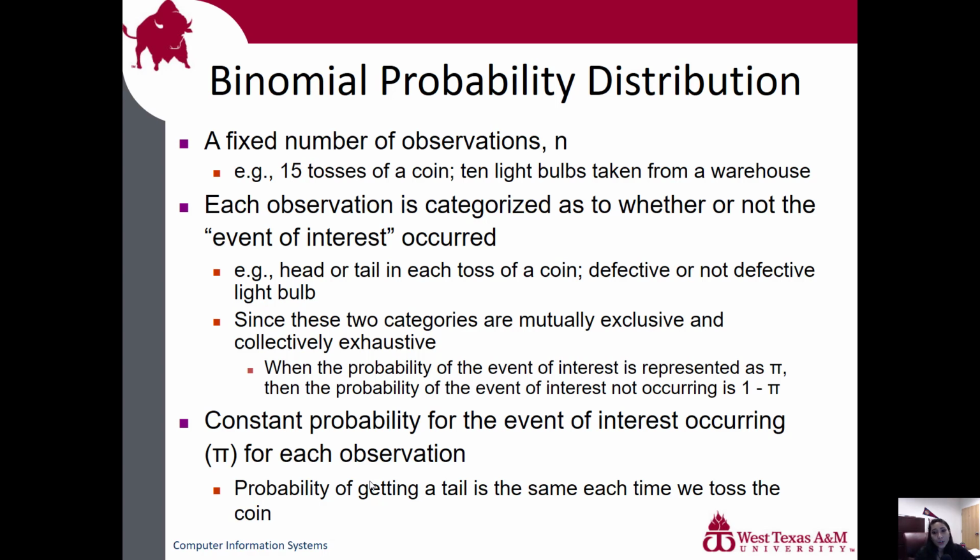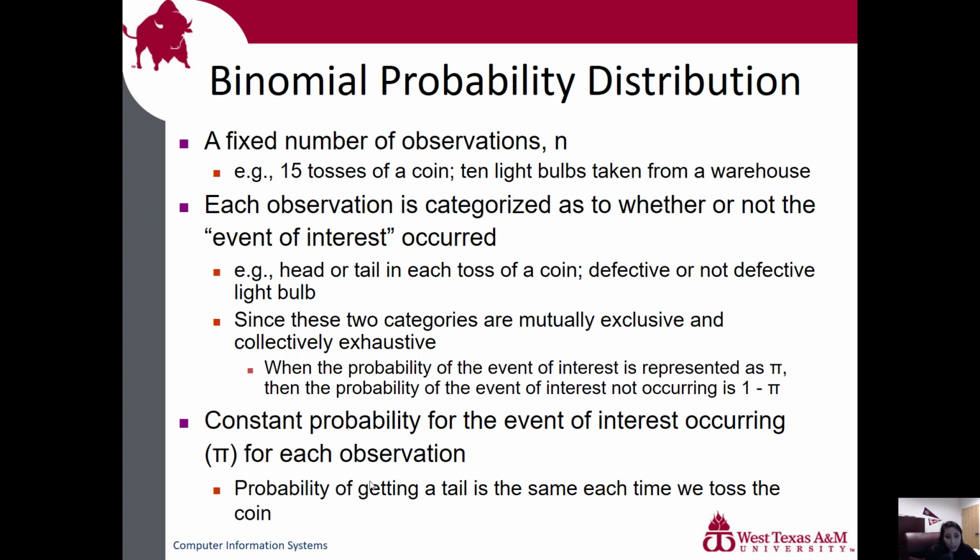So for a binomial probability distribution, here are some characteristics of when you want to use that particular distribution. So when we have a fixed number of observations, so 15 tosses of a coin, 10 light bulbs taken from a warehouse, we want to use that binomial probability distribution. When each observation is categorized as whether or not the event of interest has occurred. So you get either a heads or tail of a coin, defective or not defective light bulb, it works or it does not work. That is a whether or not the event of interest has occurred.